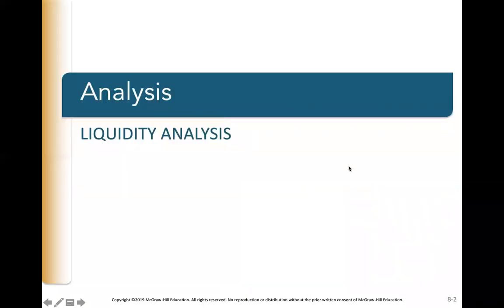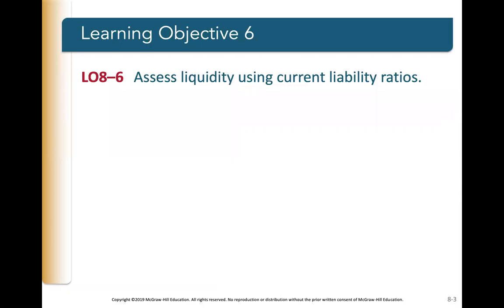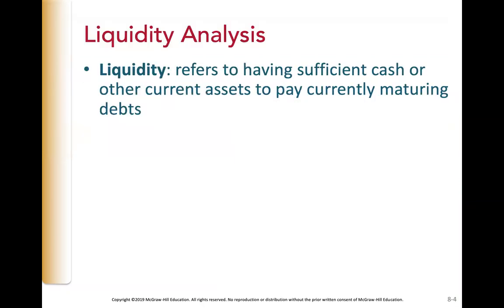Chapter 8. Lastly, we'll be looking at liquidity analysis. We are not doing LO 8.5, the contingency portion of this chapter. So, assess liquidity using current liability ratios.